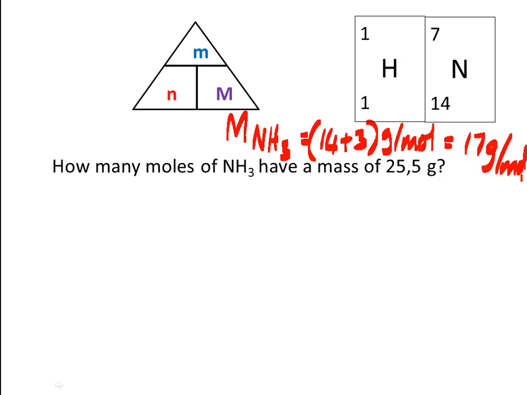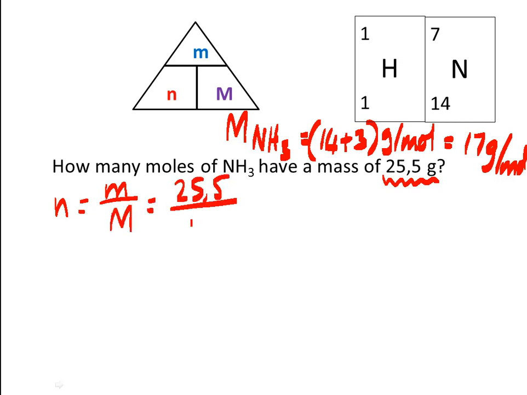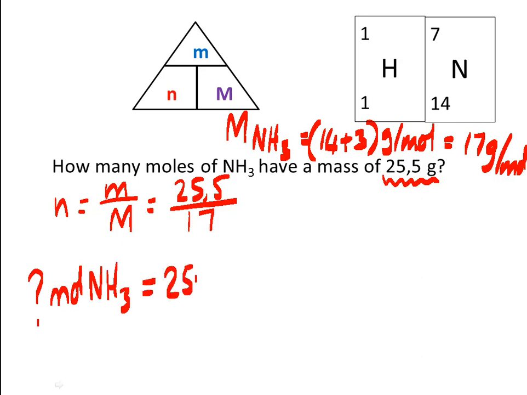So make use of that information to find out how many moles of ammonia we have if we have a mass of 25,5 grams. We can simply substitute into the equation: n is equal to small m over capital M, 25,5 grams divided by 17 grams per mole. Or if you want to use the unit factor method, how many moles of ammonia do we have when we have a mass of 25,5 grams of ammonia?